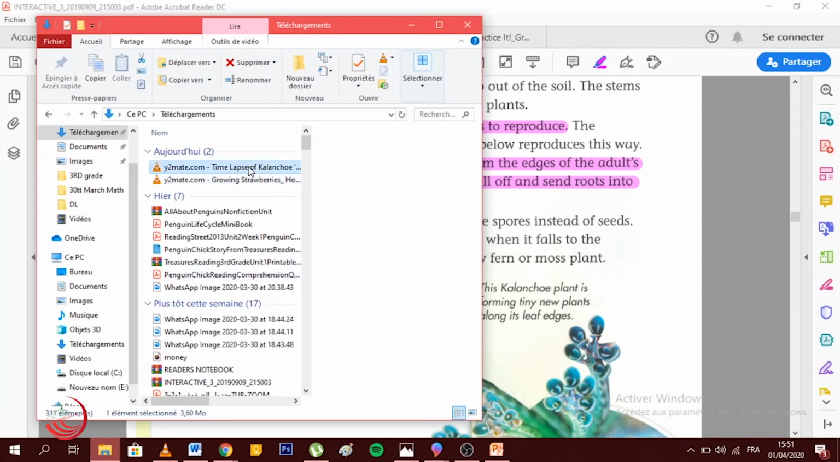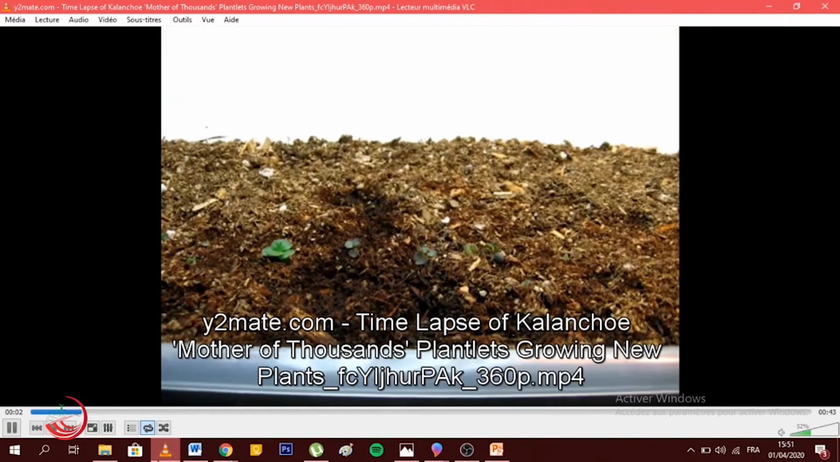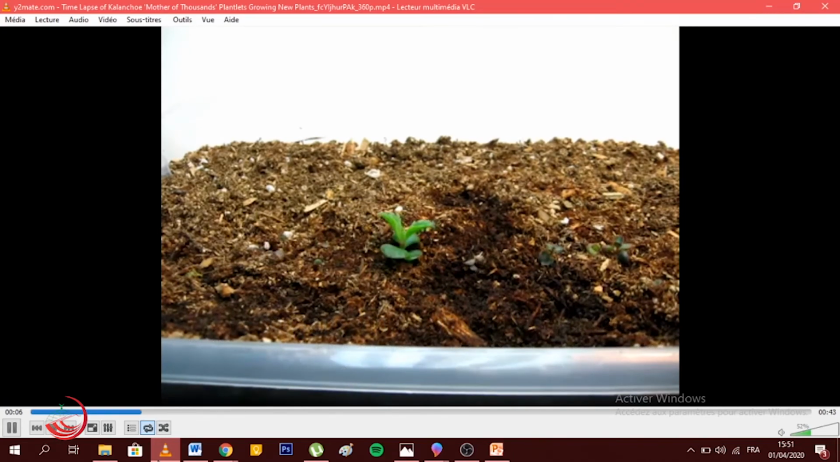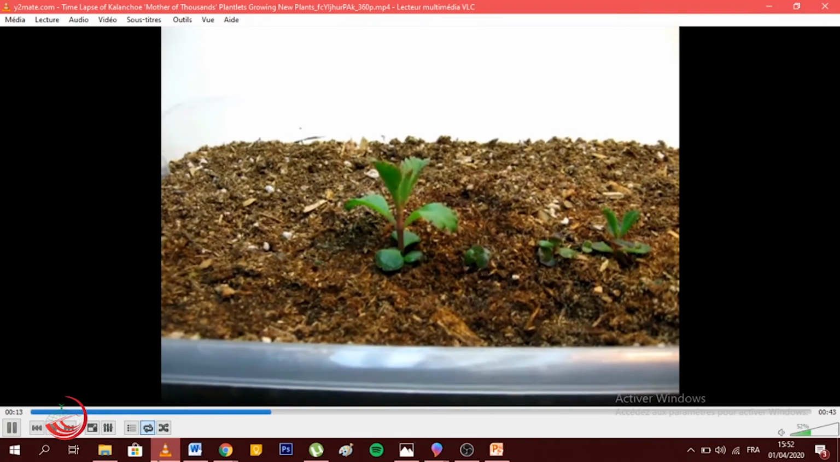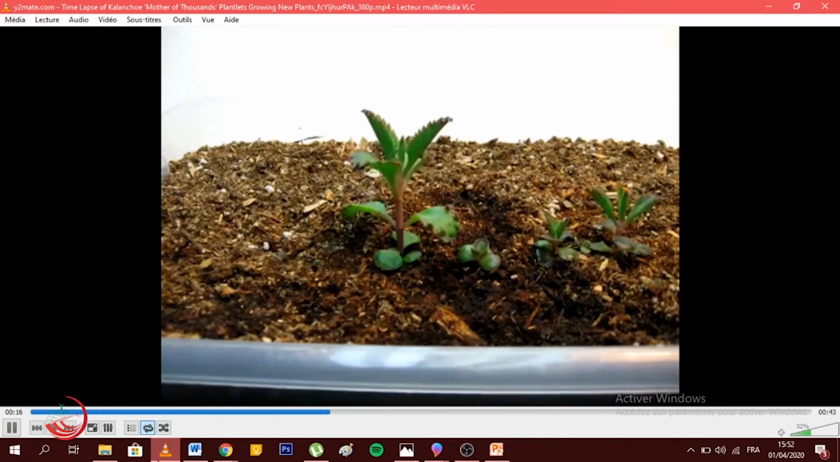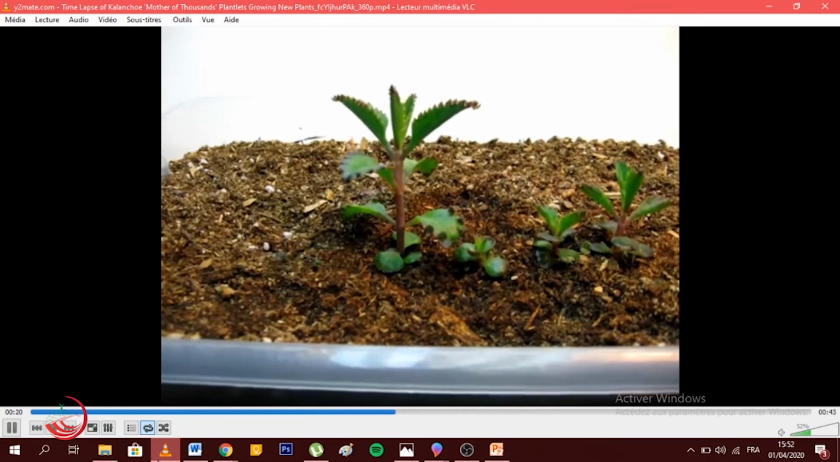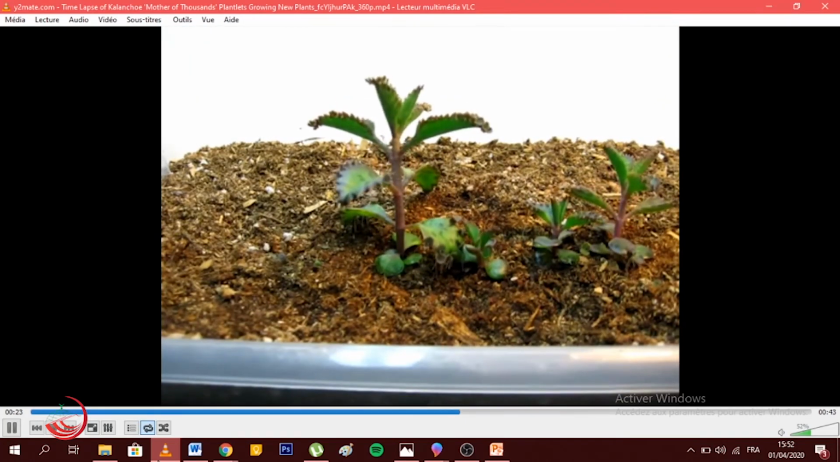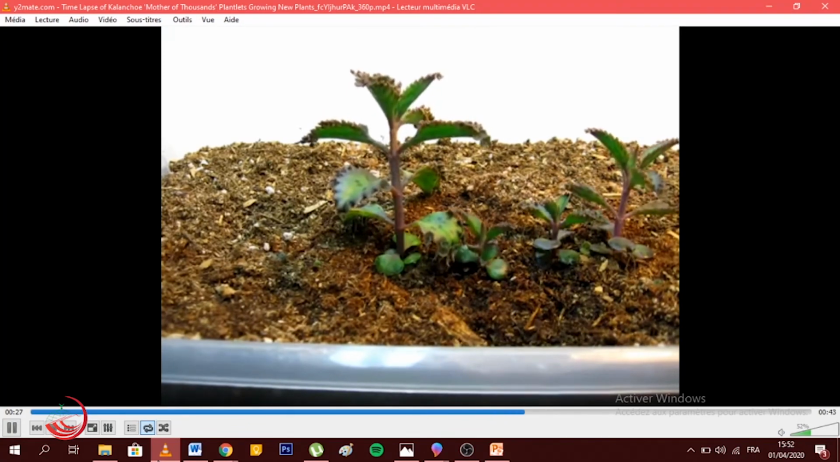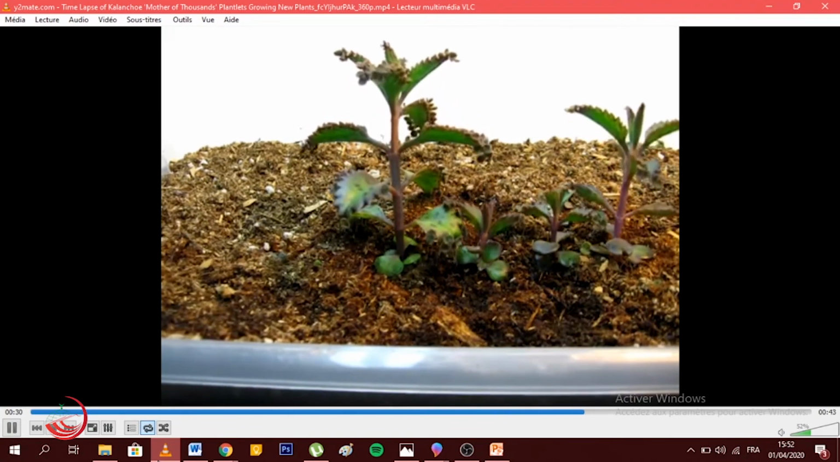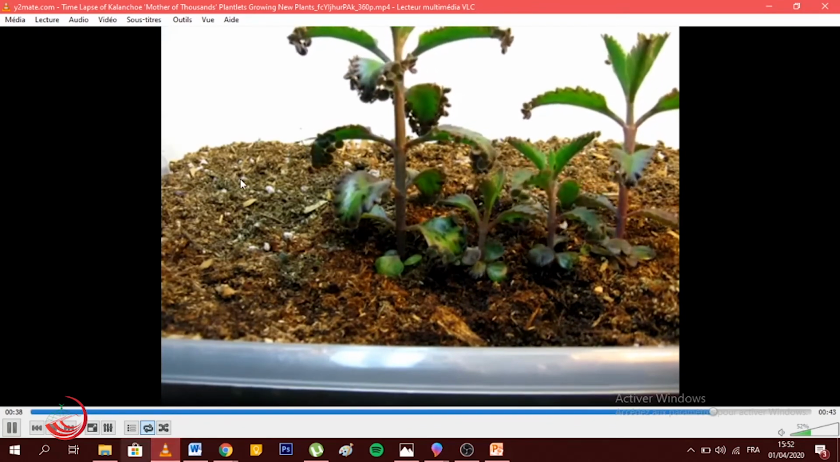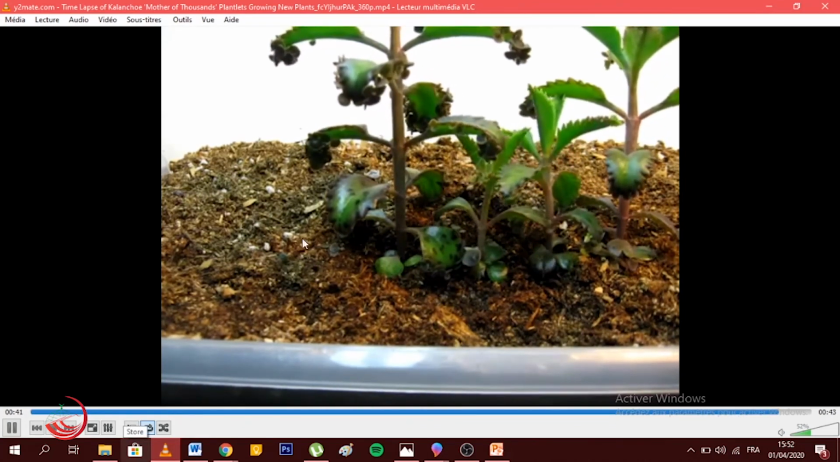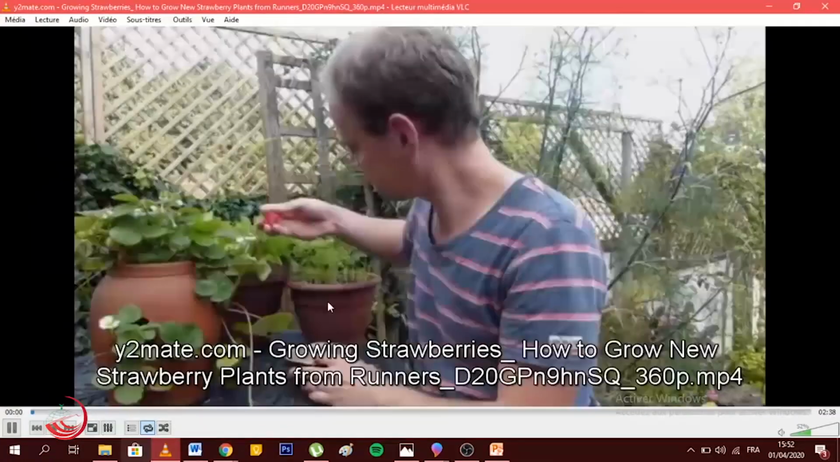I have another video of the kalanchoe plants, and this is a time lapse of the kalanchoe plant and its leaves. So you can see here that tiny plants are starting to grow on the adult leaves, as you can see here, and these will fall here and start growing again. Very well.